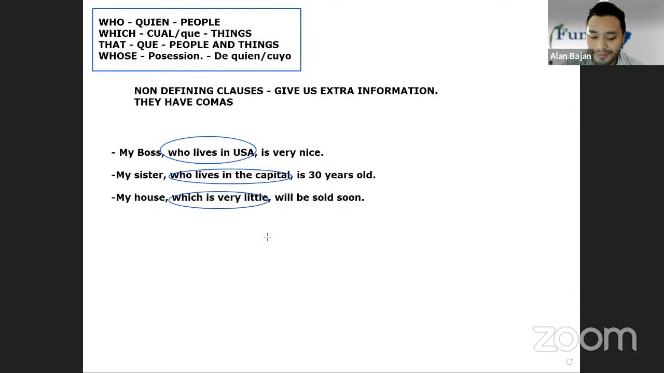Let's try an example. Write an example using non-defining clauses. You can use who, which, or whose. In non-defining clauses, we don't use that. Only with defining clauses.